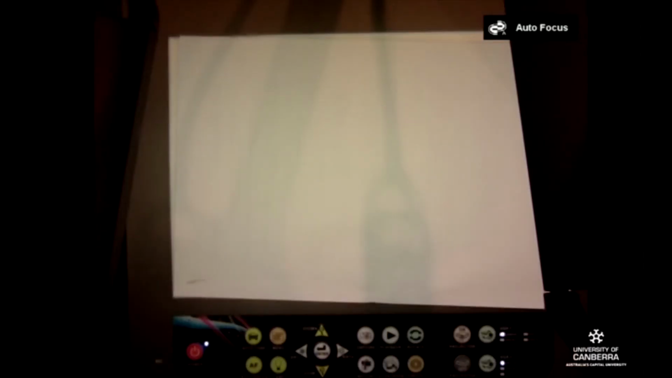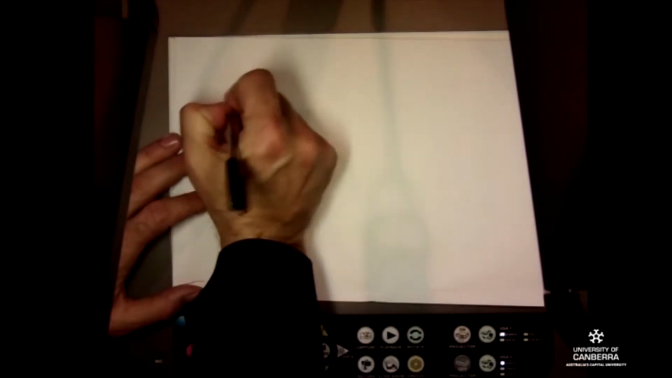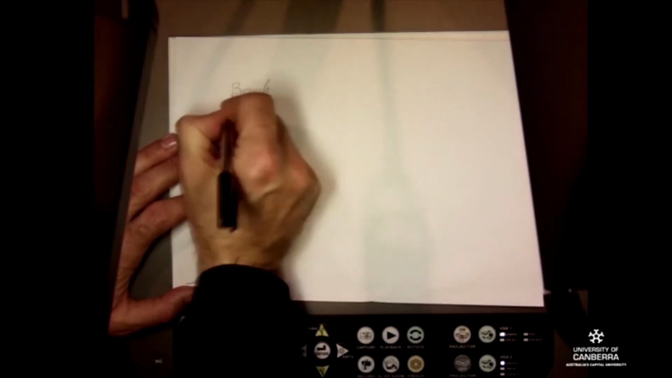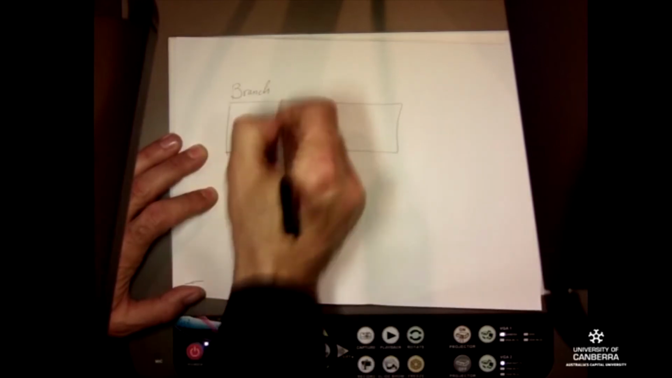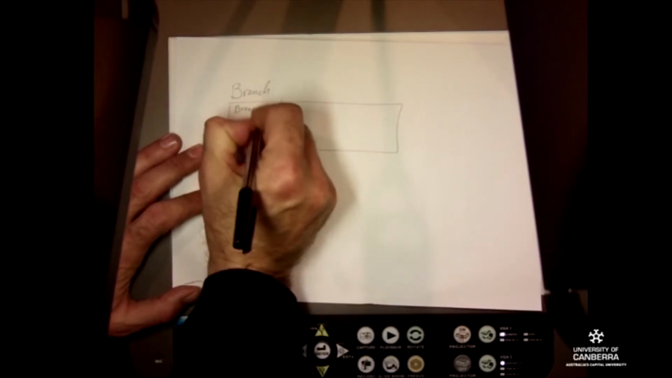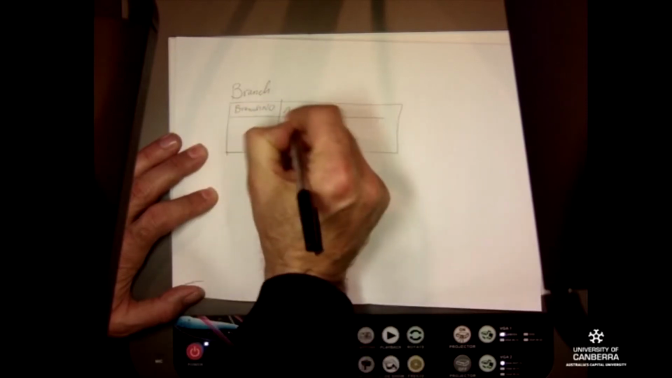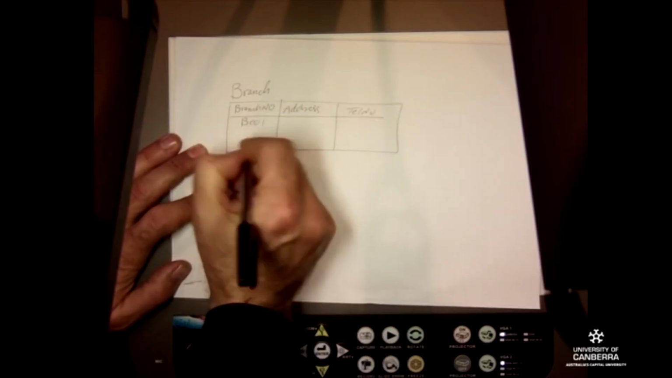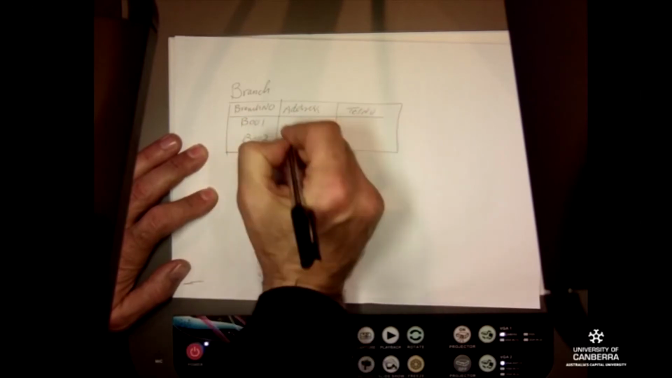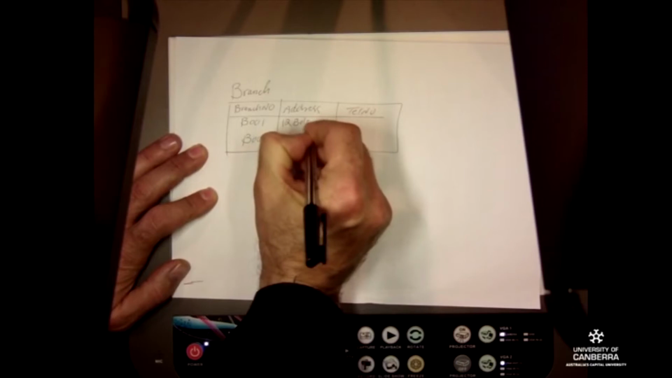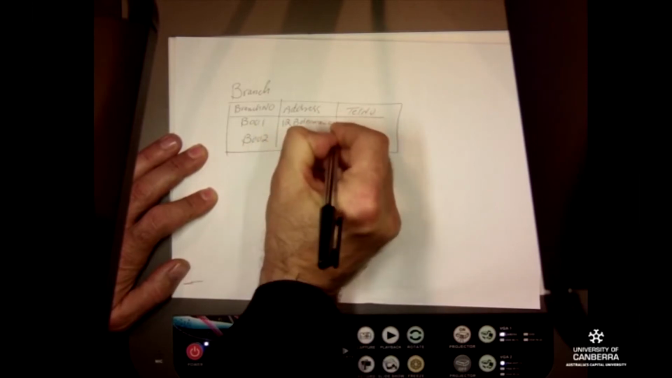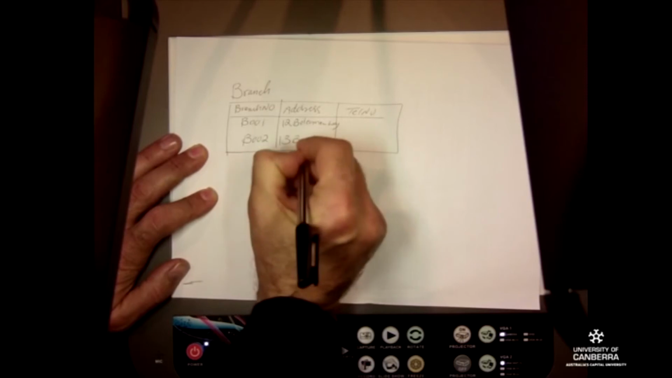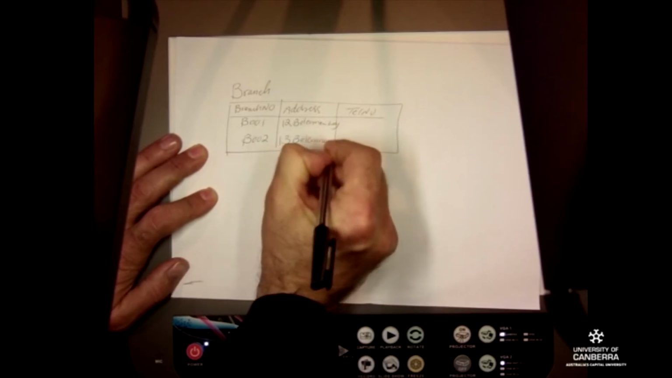Shall I write it down? Okay. Let's say you've got this situation, you have a table called branch with branch number, address, and telephone number. So branch B001, B002, we have two branches, and the addresses are 12 Belconnen Way and 13 Belconnen Way, in ACT.